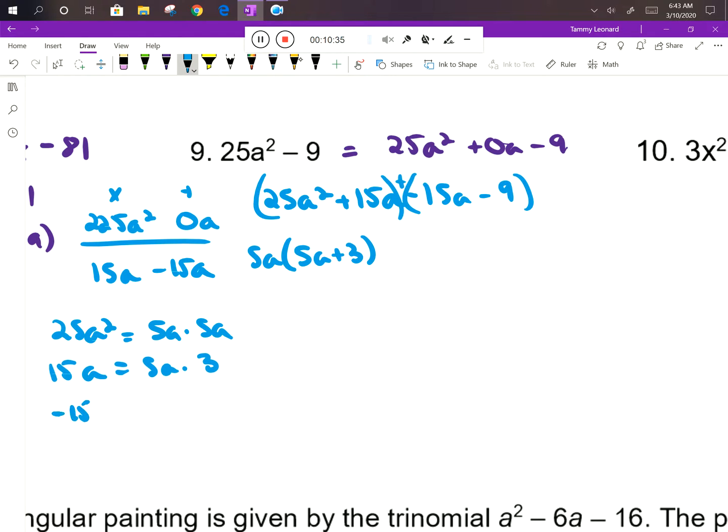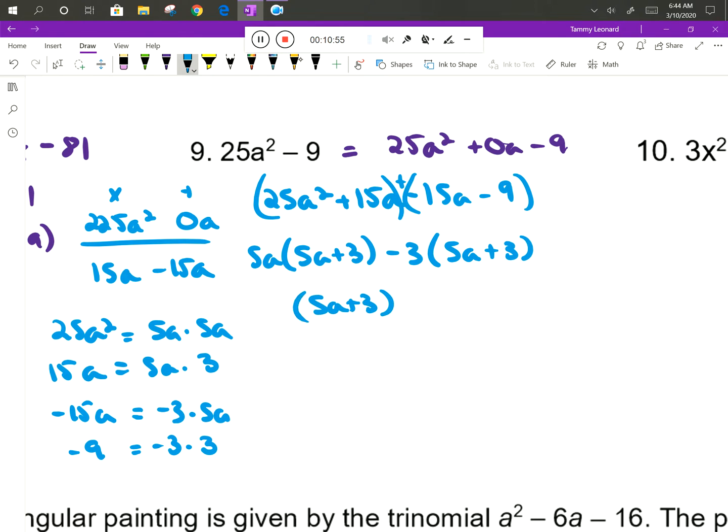From the next two terms, negative 15a and negative 9, they have a negative 3 in common and would need to be multiplied by a 5a and a positive 3 respectively. So we'll factor out that negative 3, leaving 5a plus 3. They share that 5a plus 3 in common, so we can factor out that binomial GCF, leaving behind a second binomial of 5a minus 3.